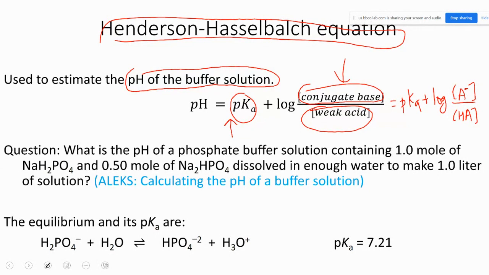All right, so in other words, the base is always in the numerator and the acid is always in the denominator. Because remember, sometimes instead of conjugate base, I could have used the base, right? So that formula can look like this: pH equals pKa plus log of the concentration of base that we're looking at, divided by the conjugate acid. Or weak, let's try the term weak base.